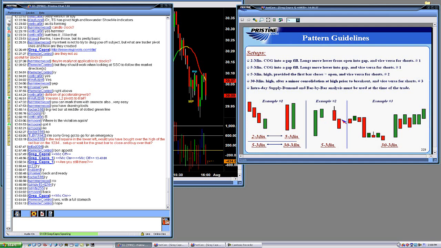Sell setups that aren't extended on the intraday time frame, we can short them under the first 5-minute bar if it closes weak below its opening price. 30-minute highs and lows. What we don't want to do is buy a 30-minute high that comes after... Let's imagine that example number 1 here is a 30-minute chart for the moment.